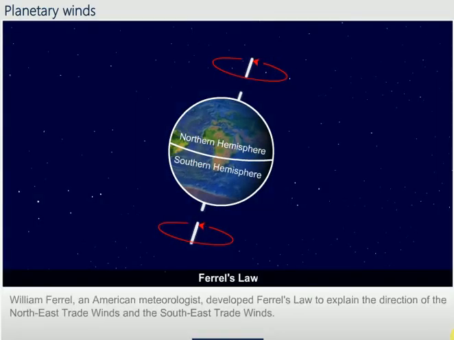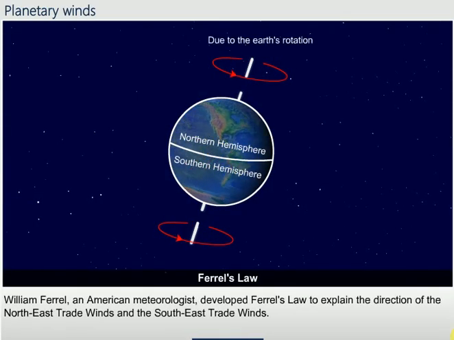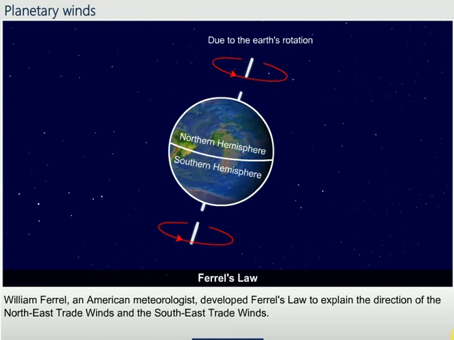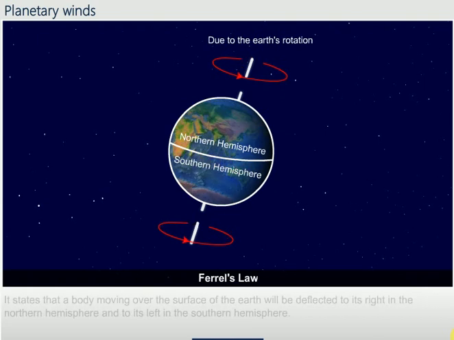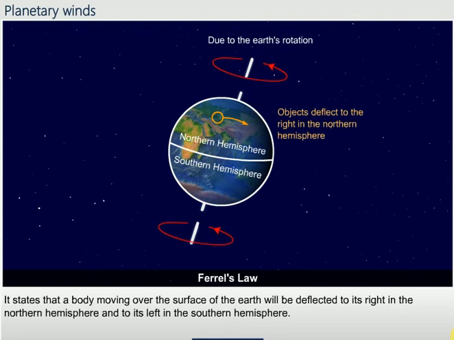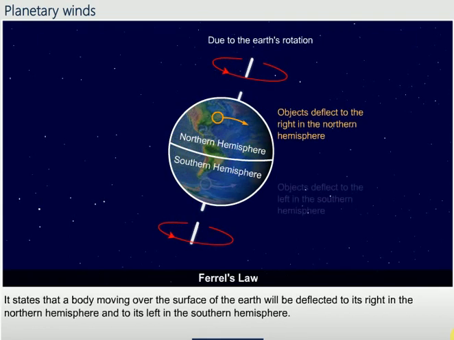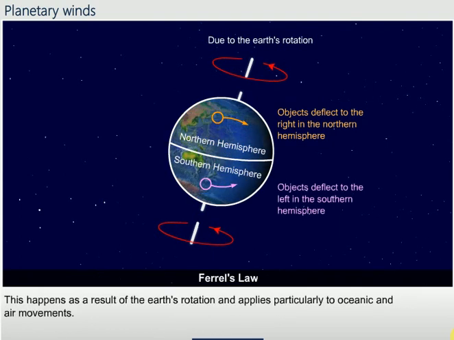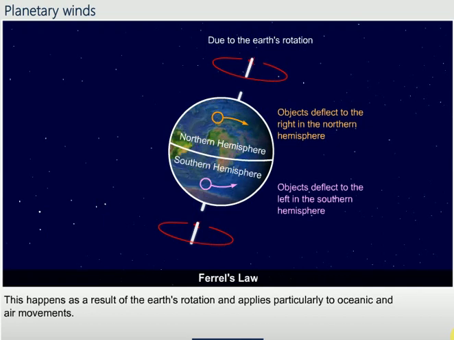William Ferrel, an American meteorologist, developed Ferrel's law to explain the direction of the northeast trade winds and the southeast trade winds. It states that a body moving over the surface of the Earth will be deflected to its right in the northern hemisphere and to its left in the southern hemisphere. This happens as a result of the Earth's rotation and applies particularly to oceanic and air movements.